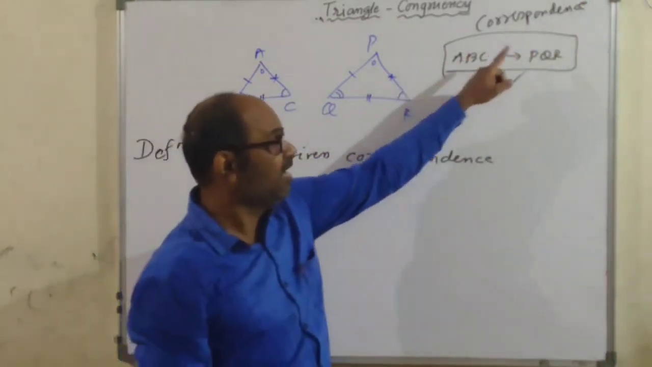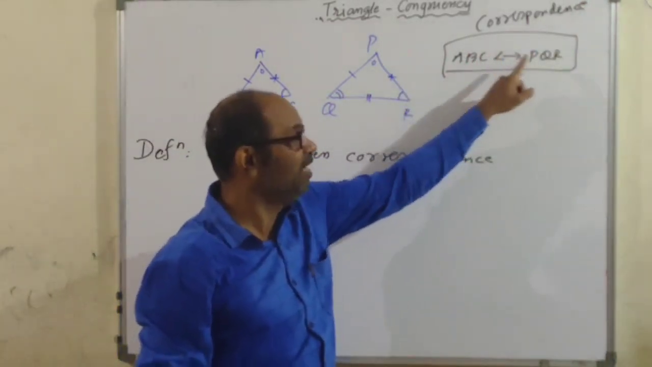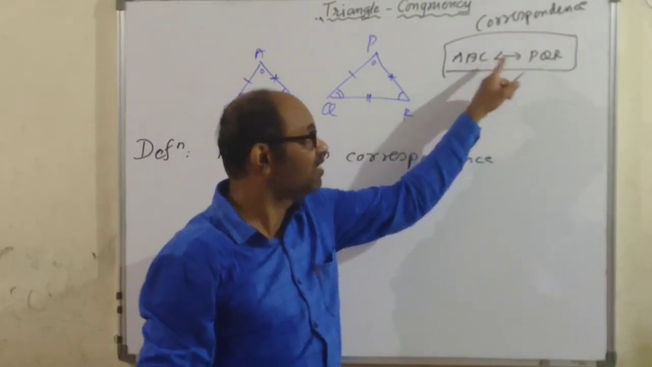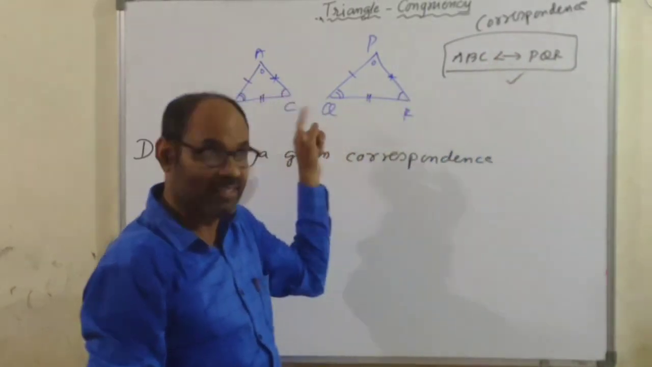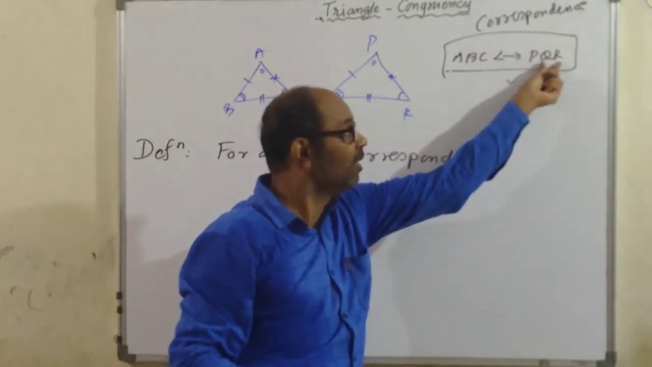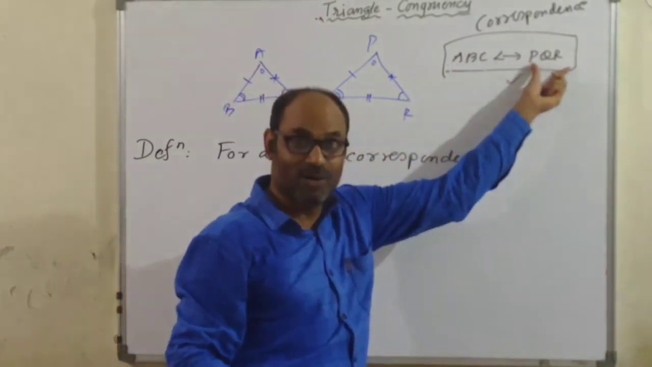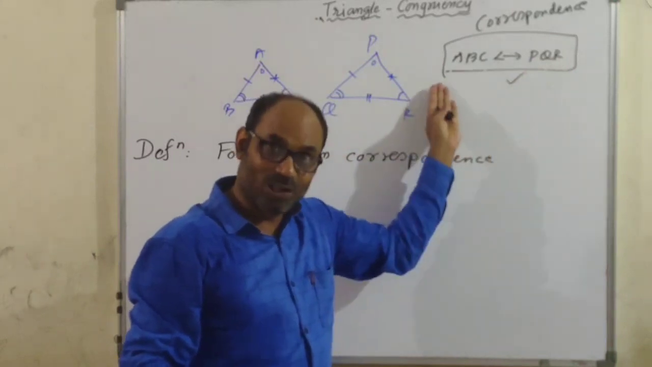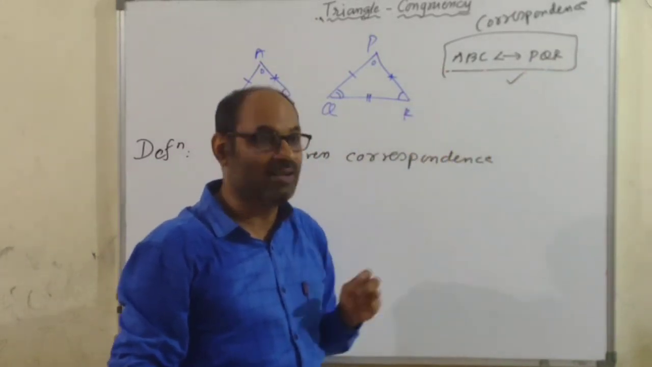Yes, angle A is congruent to angle P. Angle B is congruent to angle Q. Angle C is congruent to angle R. See the symbol? AB is equal to PQ. BC is equal to QR. AC is equal to PR. So all corresponding angles and corresponding sides are equal.